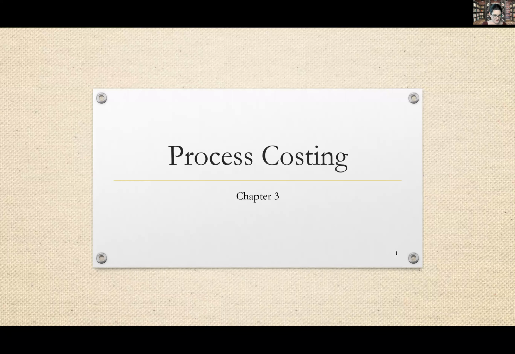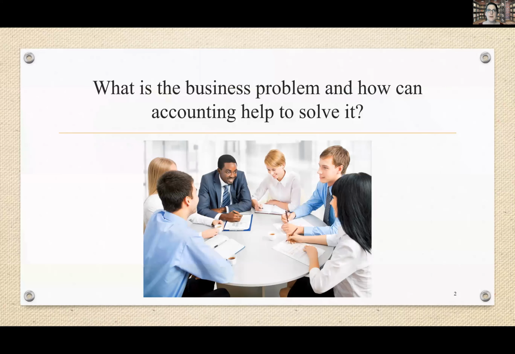So what is the business problem and how are we looking to solve it? How can accounting help solve it? The business problem here is very similar to the business problem in job order costing. The question we're asking is, how do we apply cost to similar products that are mass produced in a continuous fashion?